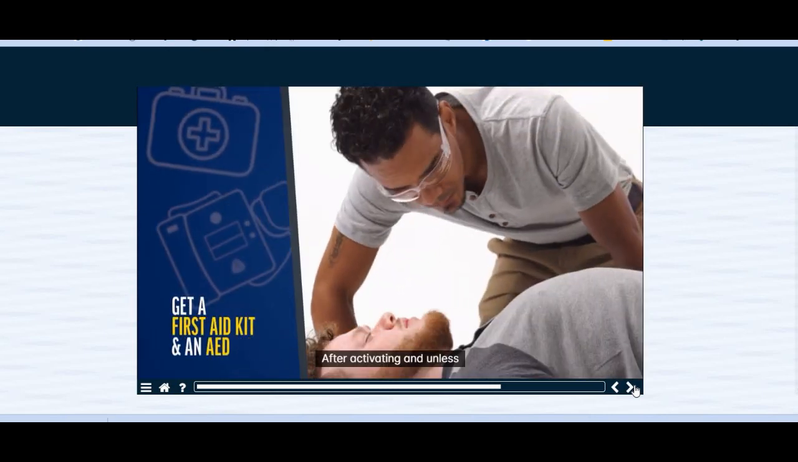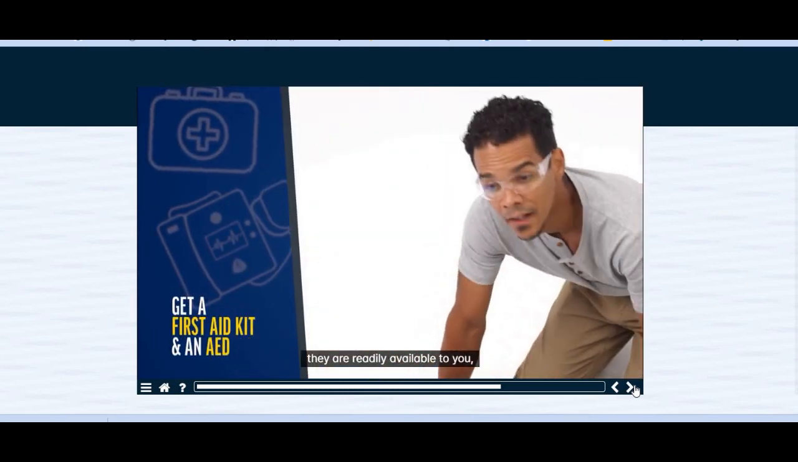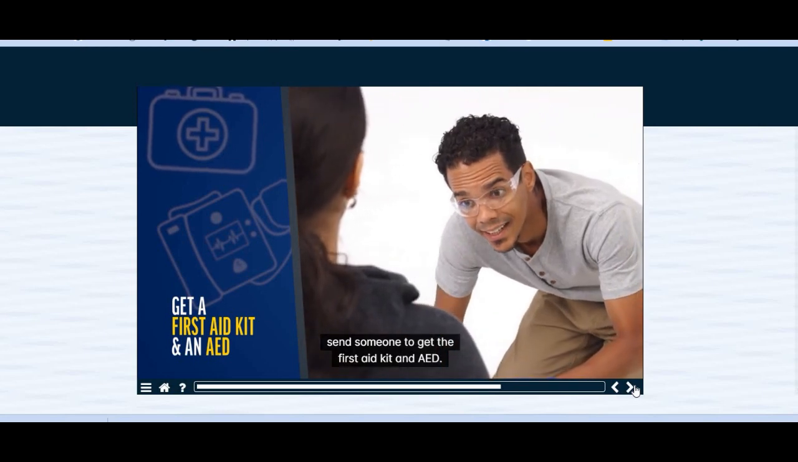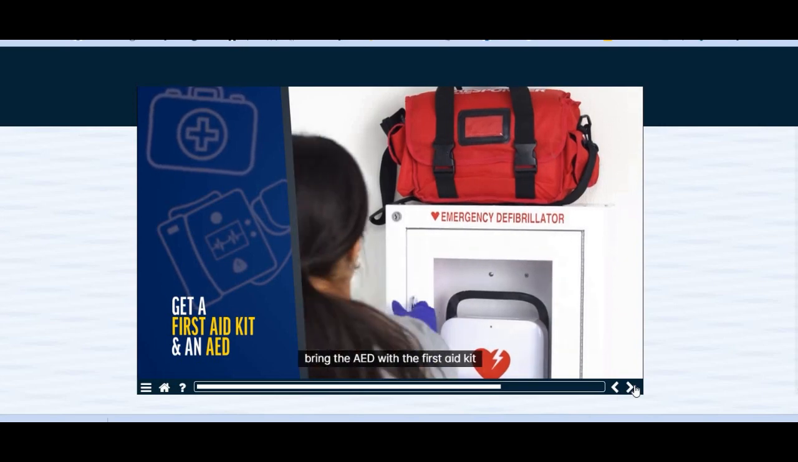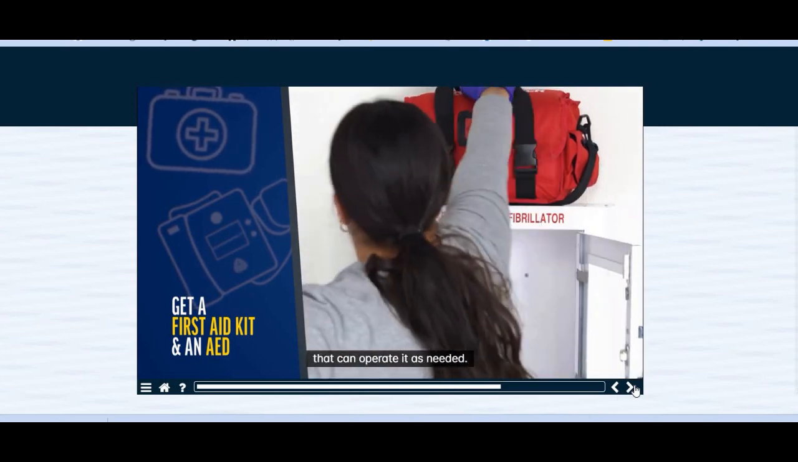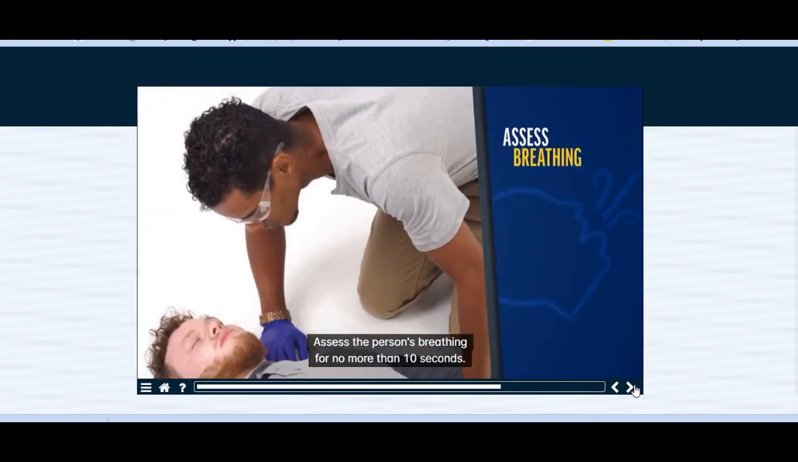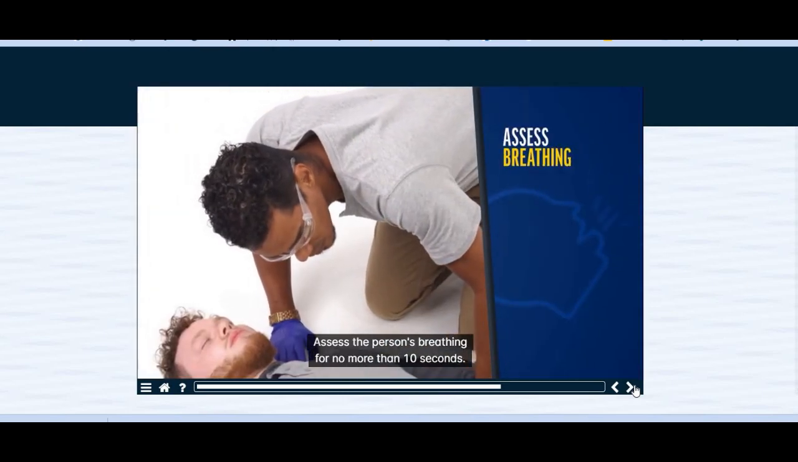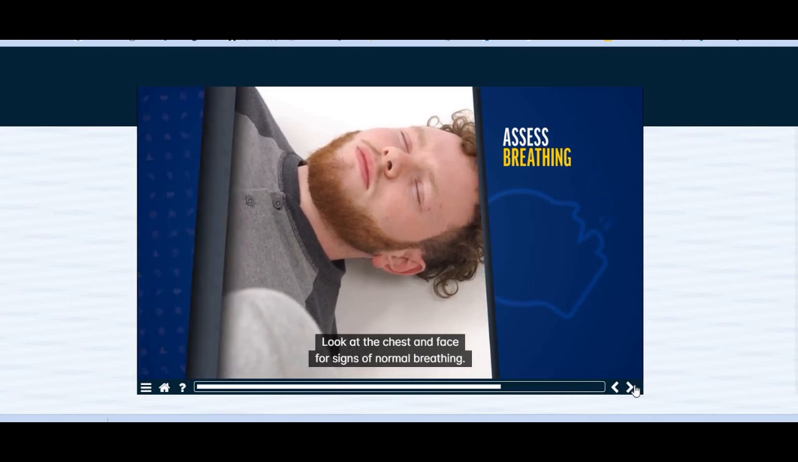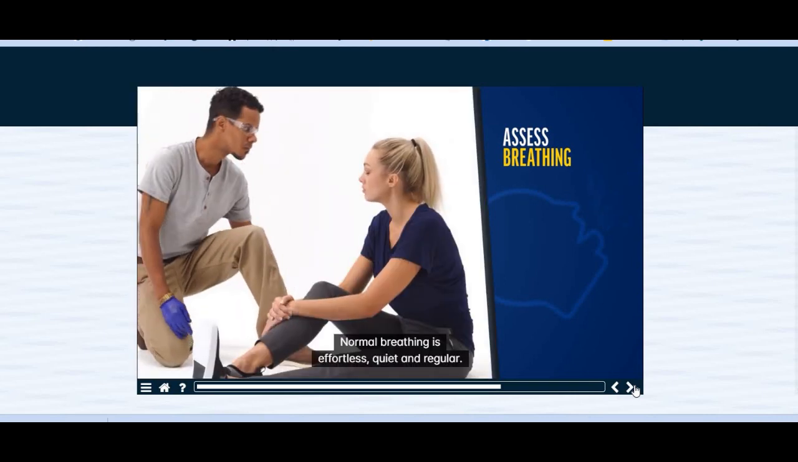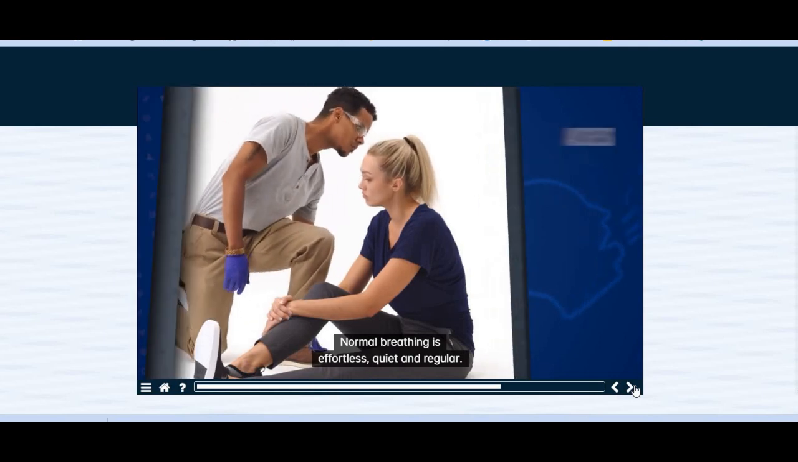After activating, and unless they are readily available to you, send someone to get the first aid kit and AED. Even if you are not a trained CPR provider, bring the AED with the first aid kit in case someone arrives to help that can operate it as needed. Assess the person's breathing for no more than 10 seconds. Look at the chest and face for signs of normal breathing. Normal breathing is effortless, quiet, and regular.